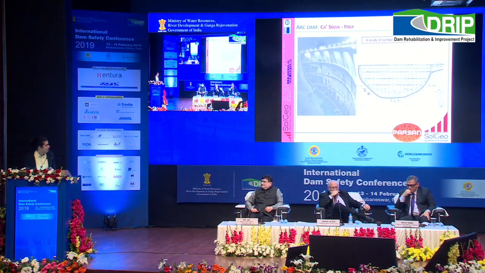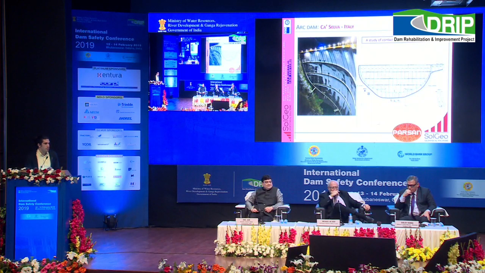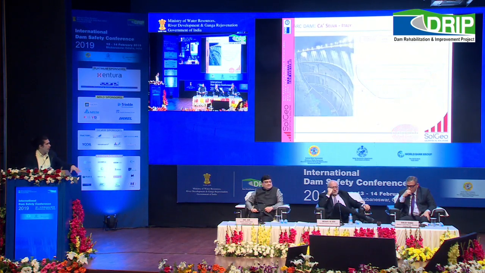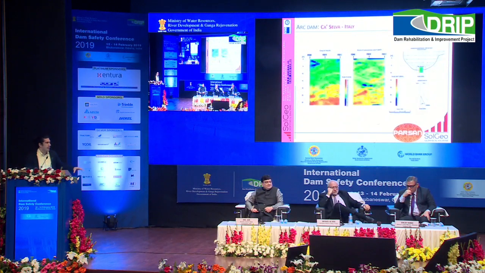Here I have some examples, but since time is short, I will go pretty fast. These are examples from Italy, an arc dam. I know that in India you don't have them, but it shows how we can apply different techniques on different kinds of dams. Here we study the contact between the rock basement and the dam body. As you can see, the different velocities are pretty clear, the green colors against the red colors.